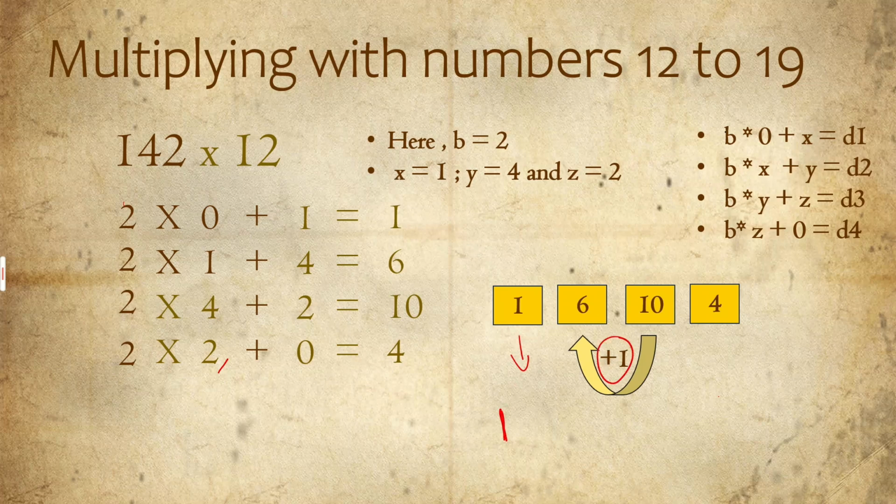So it's going to be 1 as it is. 6 is going to be added with 1. So 6 plus 1 is 7. Then from 10, we're going to be taking the ones digit 0, and then 4 as it is. So the final answer is 1704. Now, I know this might seem like a lengthy, whole thing, but when you practice it, it's going to be a lot faster than the conventional method that we use.